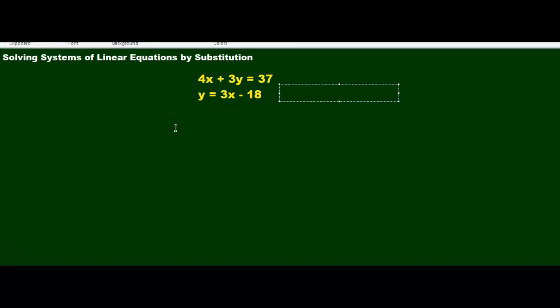So in elimination, we tried to make our x's the same or our y's the same so that we could add or subtract them to get rid of either our x or our y. In substitution, we're going to use our y equals something or our x equals something and substitute it into the other equation. So it all depends on how your questions are asked.